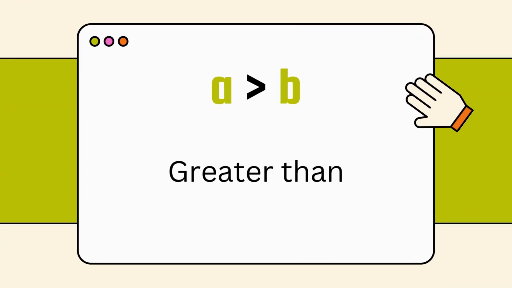So one of the legends of the game, we have greater than. So we use this to see if the number, integer or float, on the left is bigger than the number on the right that we are comparing to. And if it is bigger, if the number on the left is bigger, then we get true. And if not, we get false.